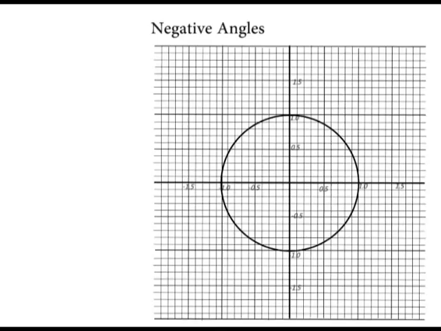Next, negative angles. Negative angles are measured in the clockwise direction. From the unit circle, this is negative 60 degrees. The coordinates of P are 0.5, minus 0.87, and so cos negative 60 degrees is 0.5. Sine negative 60 degrees is minus 0.87. It means tan minus 60 degrees is minus 0.87 over 0.5, and that gives us minus 1.74.